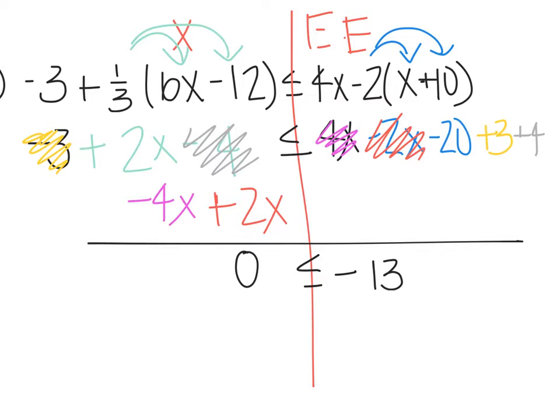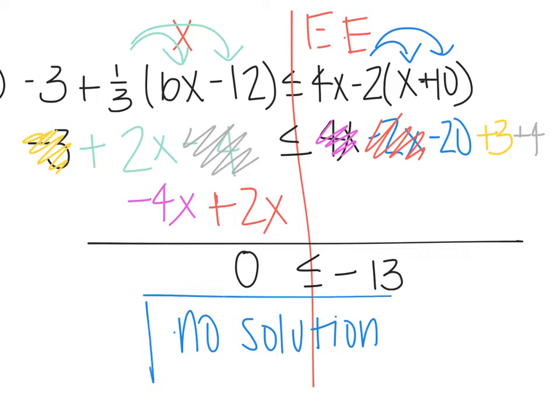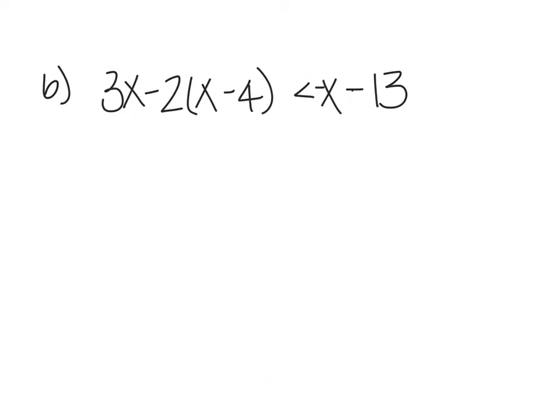So I have to decide, does this have no solution or infinite solution? Well, if I look at my problem, 0 is less than or equal to -13. This is not true. 0 is not less than or equal to -13. So this means that for this problem, I have no solution. It means there is no actual answer. There's no way this is ever going to work.